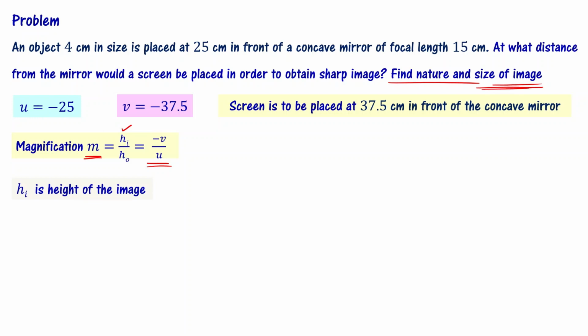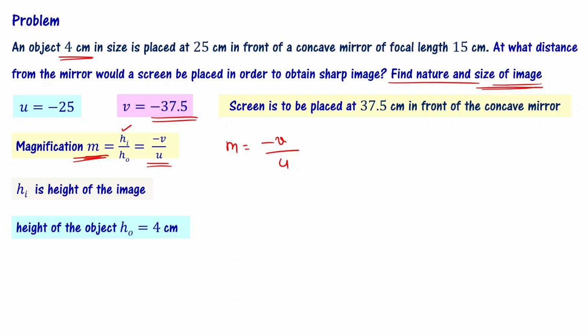Once we know the size of the image, we know the value of m. Is it going to be positive or negative? Based on that, we can say what the nature of the image is. Understood? ho is given, right? 4 centimeters is the object height. Now, m is going to be minus v divided by u. The v value is minus 37.5, meaning minus of minus 37.5 divided by minus 25, right?